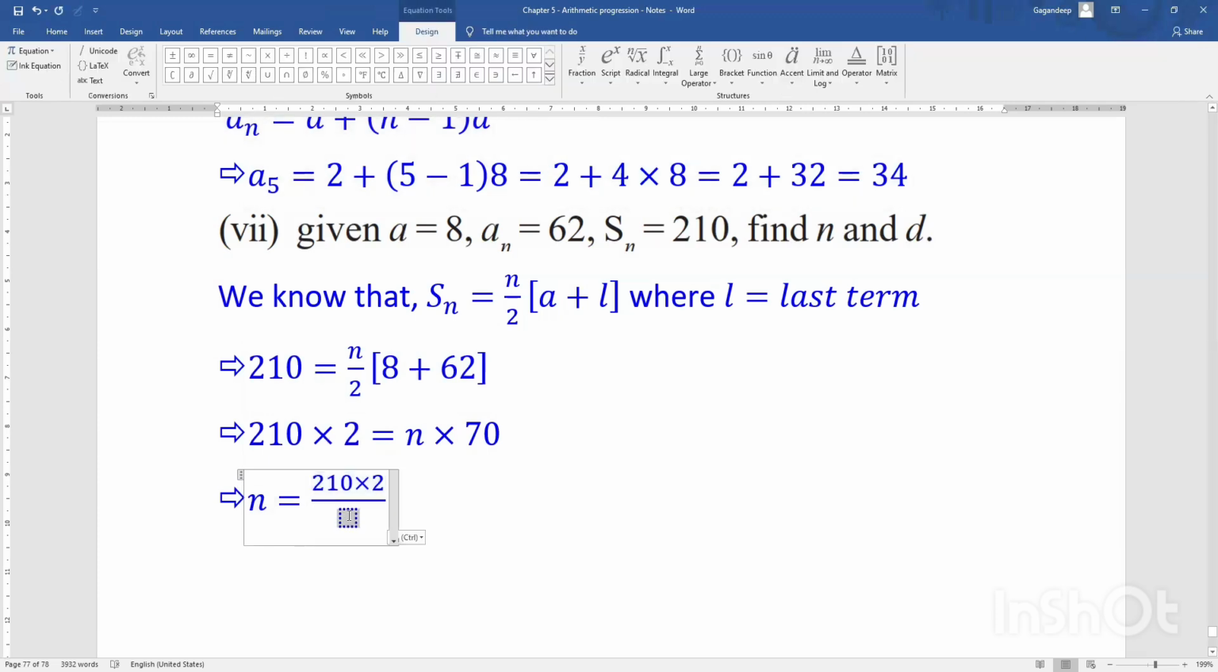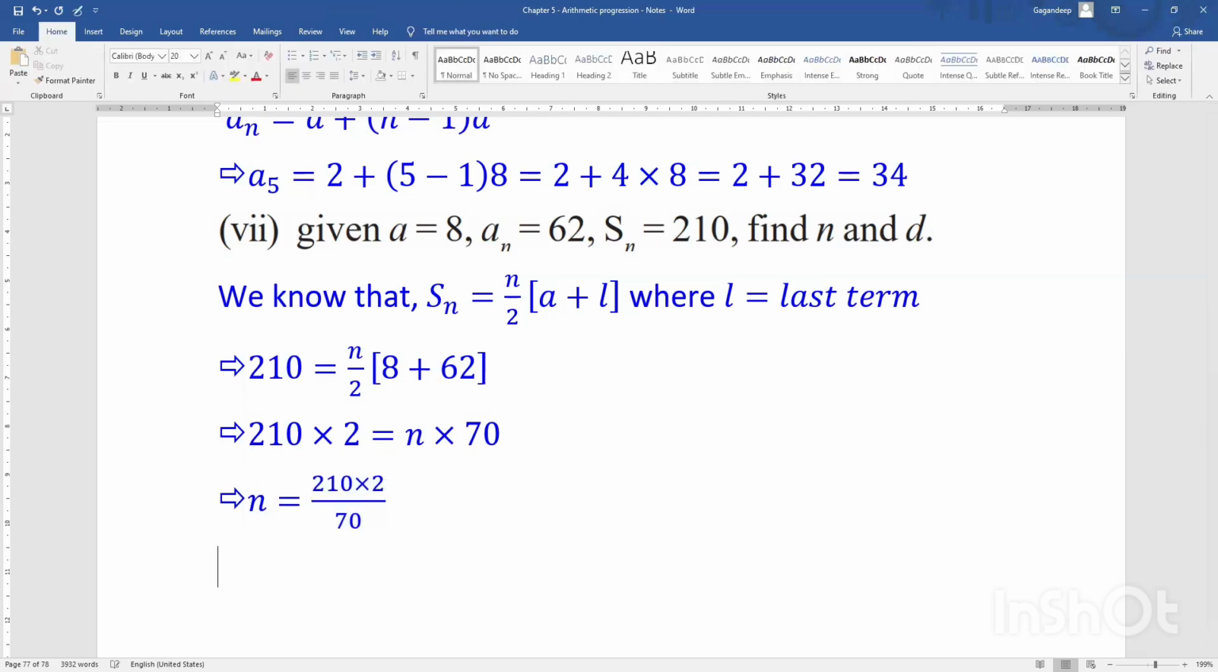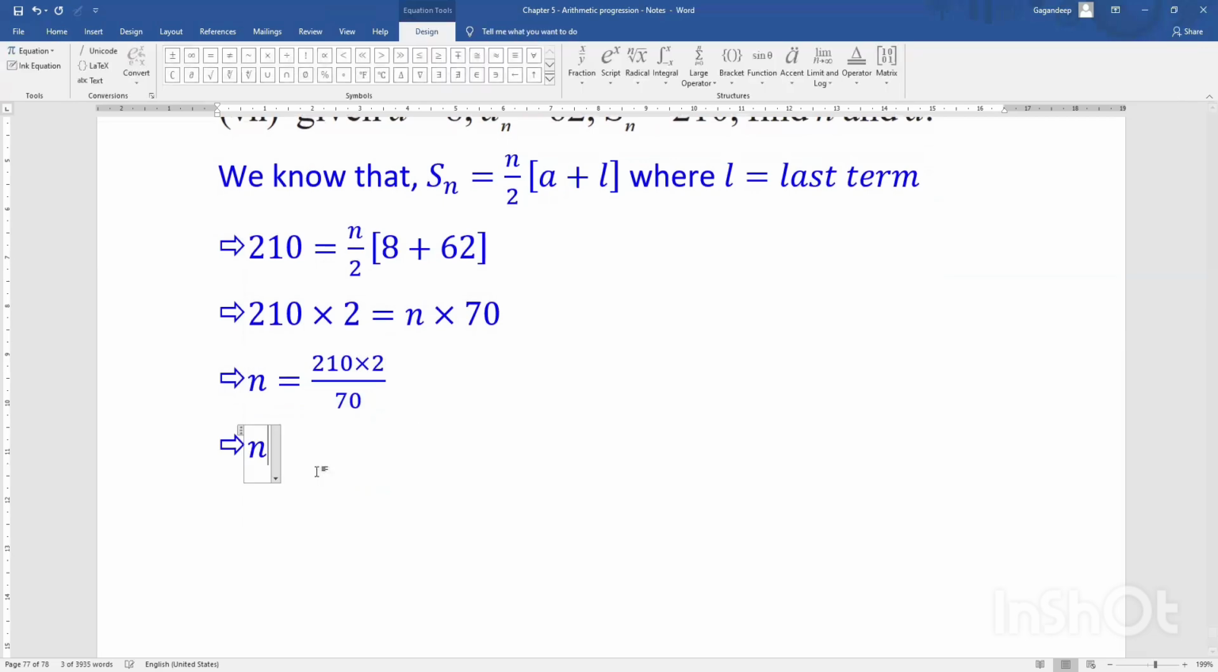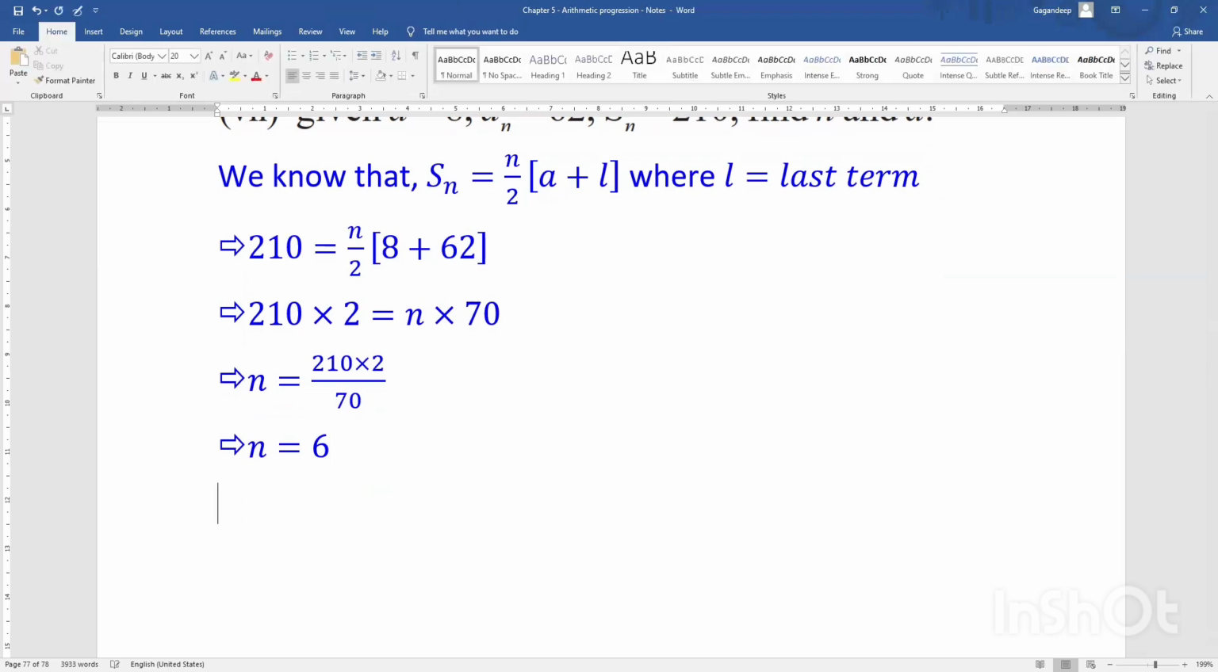210 divided by 2 is 70. Do the cancellation: 71s are 73s are. So that means you get n as how much? n is equal to 6. n equals 6, right?